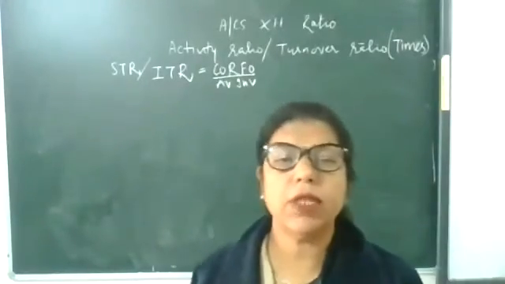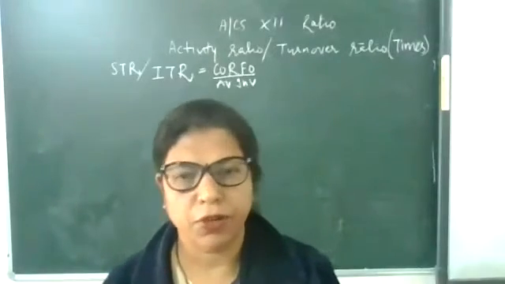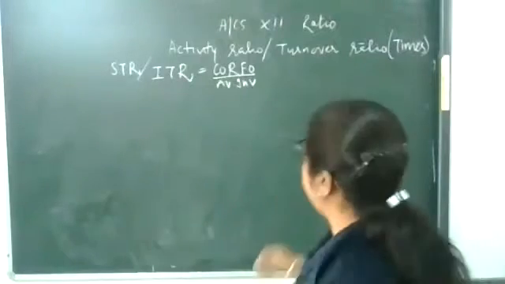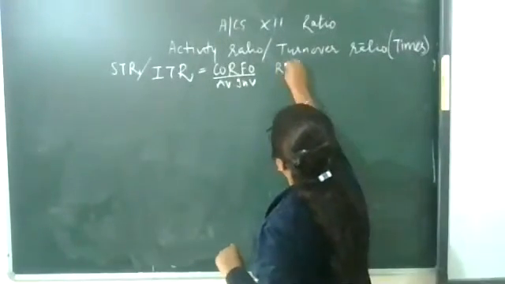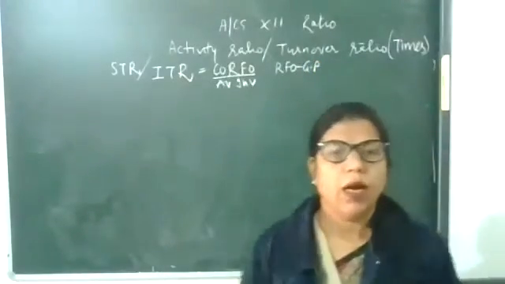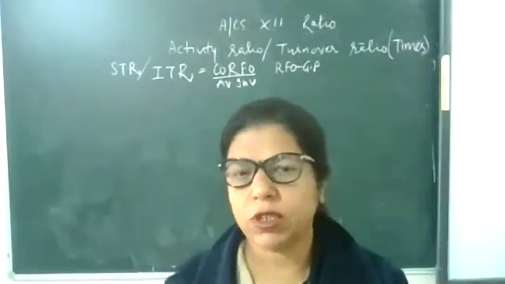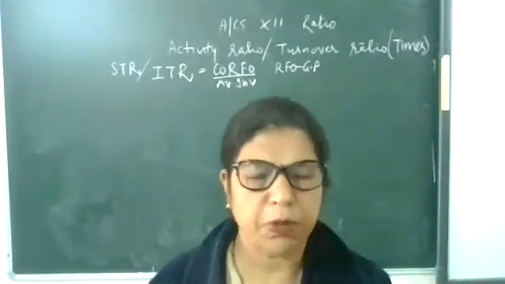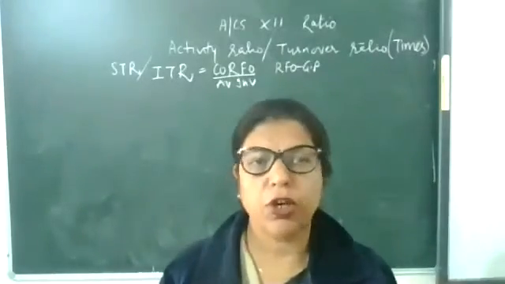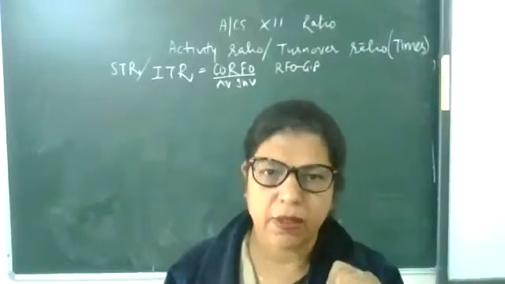Now how to calculate CORFO? There are two formulas to calculate CORFO. One is RFO minus GP. RFO means revenue from operation. Please first listen and understand, then you will copy, please. CORFO means cost of revenue from operation, which is also known as cost price.